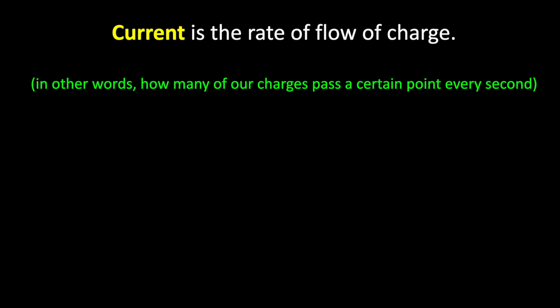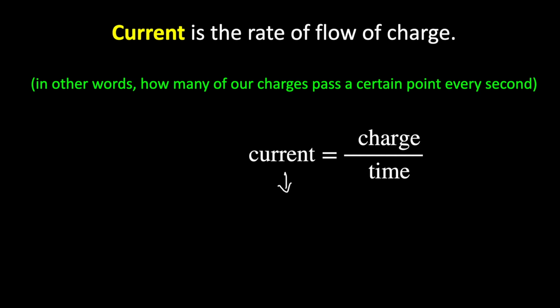And this can be represented by this equation. Current is represented by the symbol I. Charge is represented by capital Q. And time is represented by a lowercase t. So this is the word equation. This is the symbol equation.